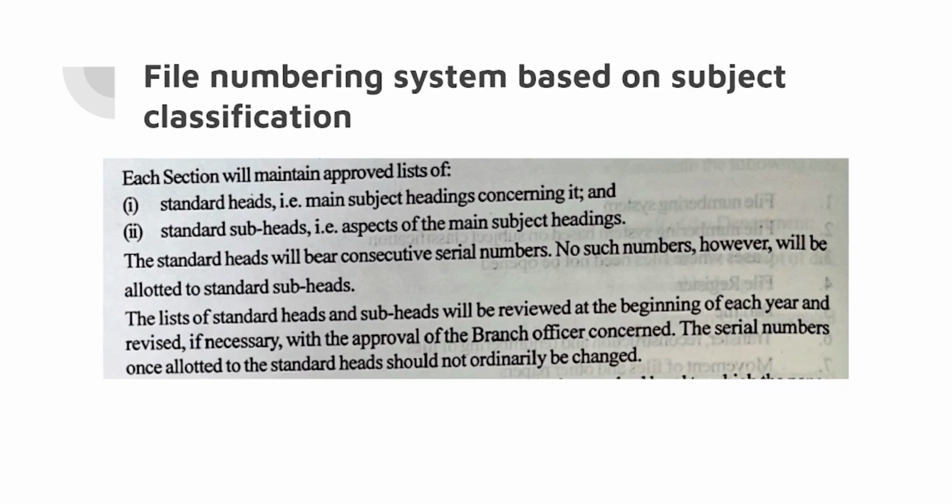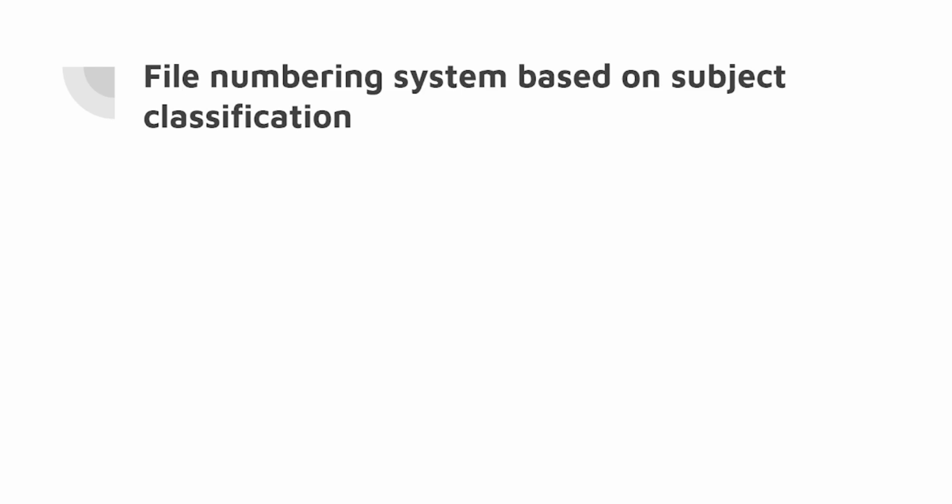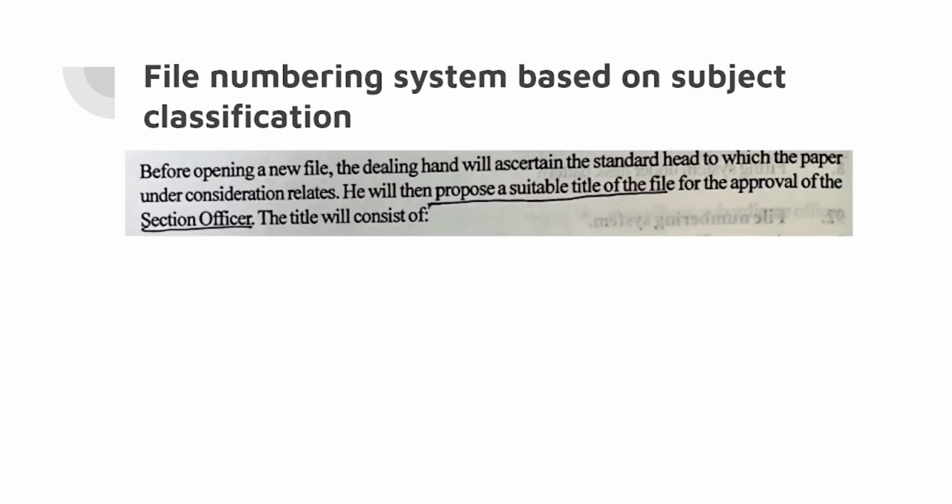The lists of standard heads and subheads will be reviewed at the beginning of each year and revised, if necessary, with the approval of the branch officer concerned. The serial numbers once allotted to the standard heads should not ordinarily be changed. Before opening a new file, the dealing hand will ascertain the standard head to which the paper under consideration relates. He will then propose a suitable title of the file for the approval of the section officer.